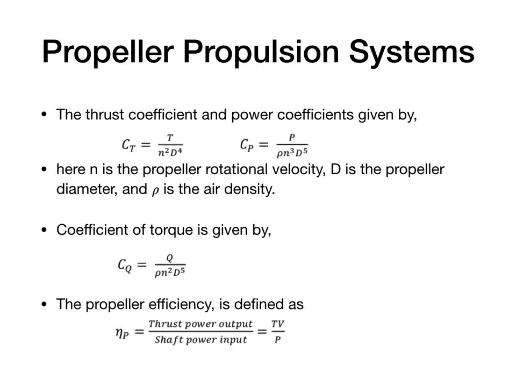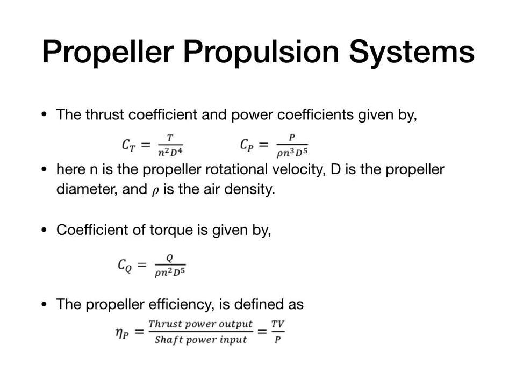The non-dimensional forms for the thrust developed and power required for a propeller are given in terms of thrust coefficient Ct and power coefficient Cp, where Ct is equal to T by n^2 d^4, and Cp is given by P by rho n^3 d^5. Here, n is the rotational velocity with units of revolutions per second, D is the propeller diameter, and rho is the air density.